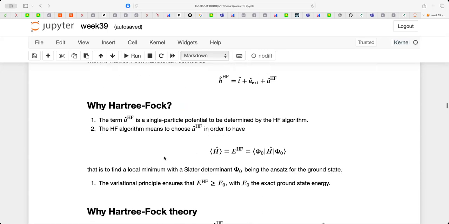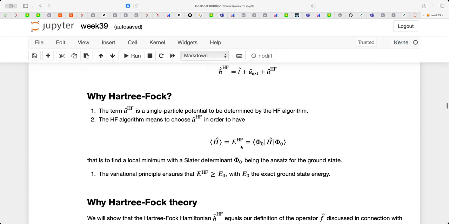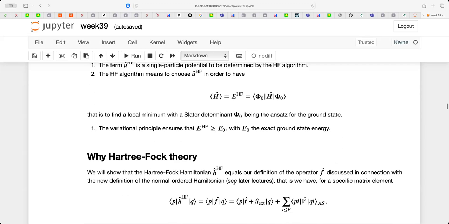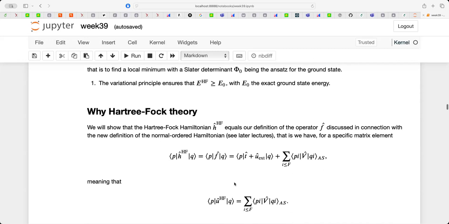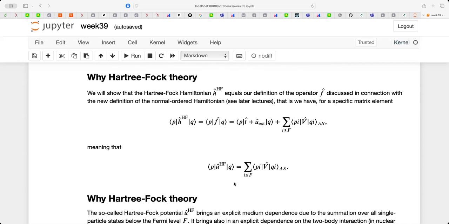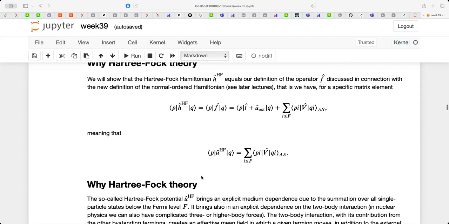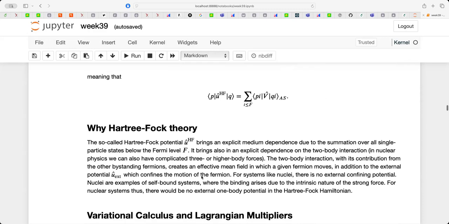So with Hartree-Fock, the hope is that we can find a better estimate for the ground state energy. The variational principle tells us that this Hartree-Fock energy is larger or equal to the exact energy. And hopefully this is better than the one we had before. And what we are going to derive is the Hartree-Fock potential, so that we have essentially the basic methods which enter the calculation. And we are going to go through the basic derivations of the Hartree-Fock theory.